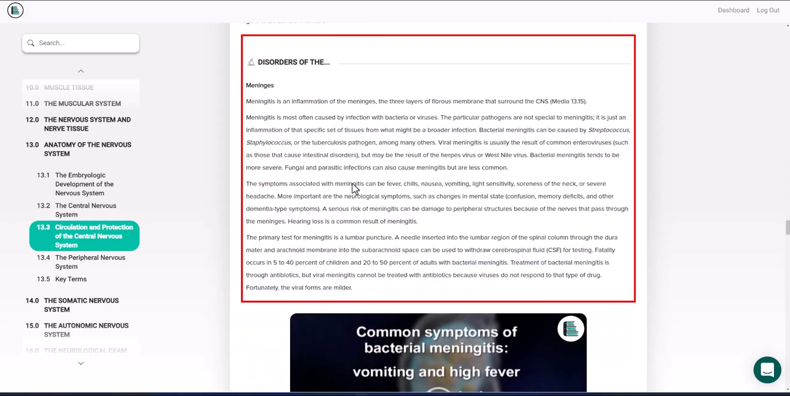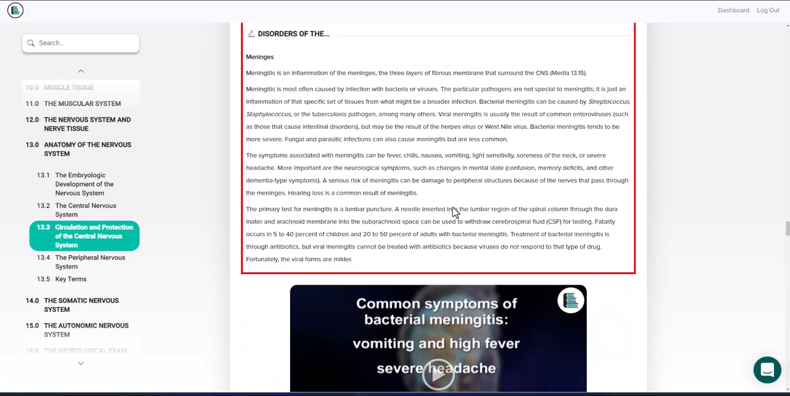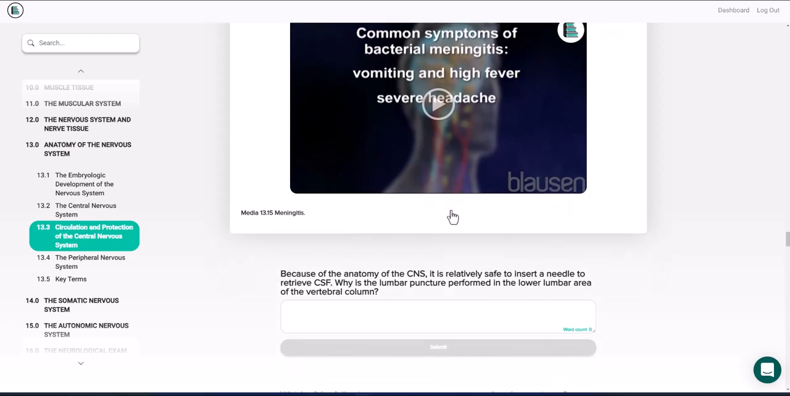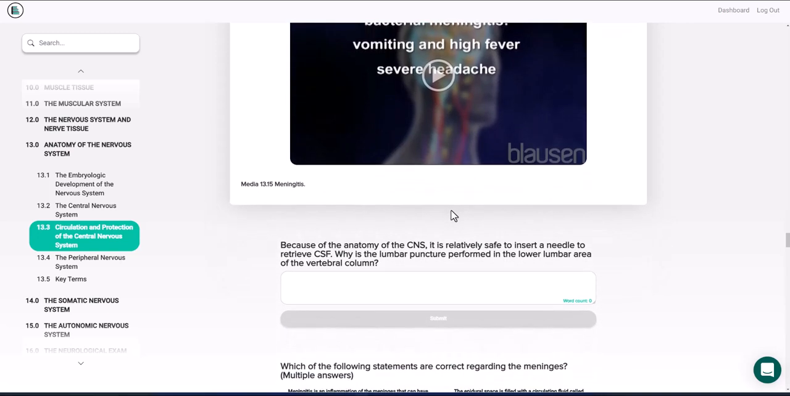So you can read about meningitis here. Again, the most common form of meningitis is bacterial. There are now vaccines to protect against the most common forms of meningitis. They're relatively effective, quite effective. But there's still other forms of meningitis against which the vaccines are not effective.